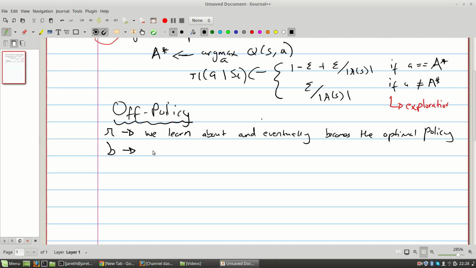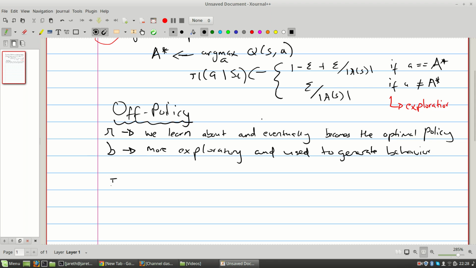And the other one is more exploratory and used to generate behavior. So that's the idea here behind these off-policy methods.